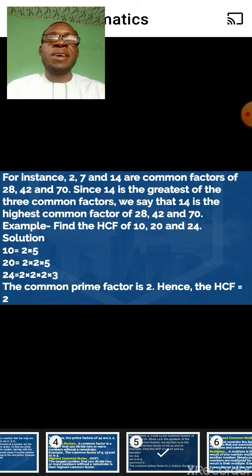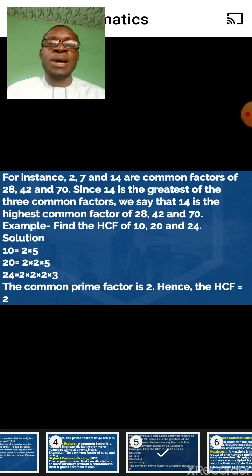2 can divide 10 without remainder, 2 can divide 20 without remainder, and 2 can divide 24 without remainder. So the HCF of the three numbers is 2, because that is the highest factor that can divide the three numbers without remainder.